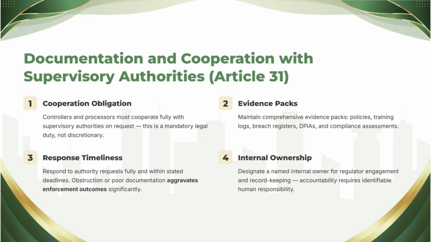Second, understand what poor cooperation costs. Article 83 lists the degree of cooperation with the supervisory authority among the factors calibrating fines. Obstruction, evasion, missed deadlines, and answers discovered to be hollow all aggravate outcomes, while prompt, organized, candid responses mitigate them. Enforcement history bears this out repeatedly. Authorities describe in their decisions how an organization behaved during the investigation, and the tone of that description moves money.